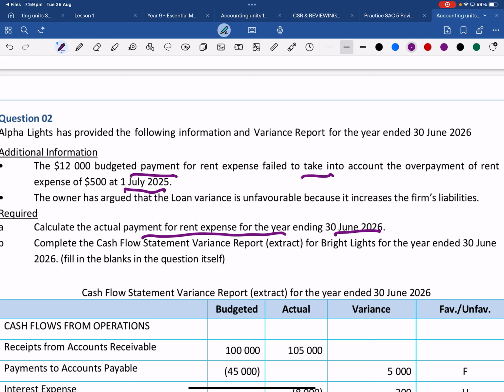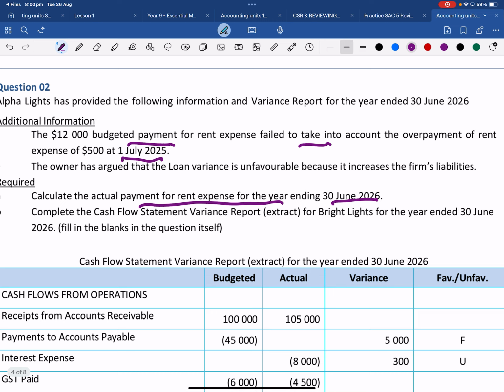Understated. Right? Now, at the beginning of the period when they do the budgeting process, that person missed 500, that there had been an overpayment, an advance payment for the year starting 1st July 25. 500 had already been paid, which was missed in the budgeting. That means, had that been considered at the beginning, how much do you think the budgeting would be? 11,500 or 12,500?